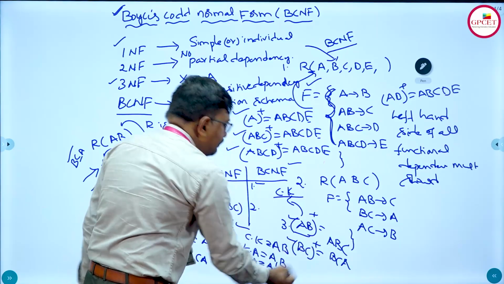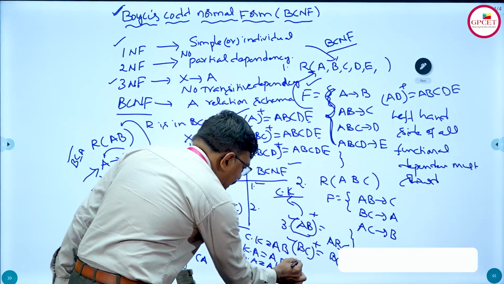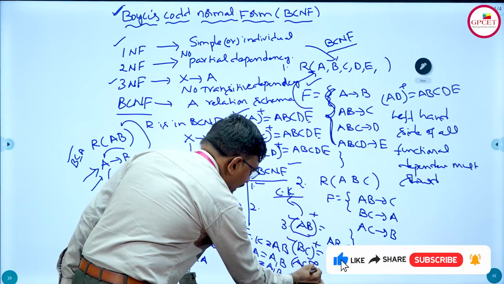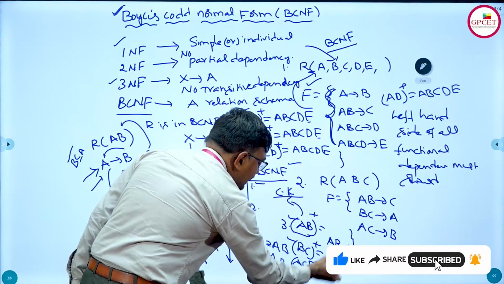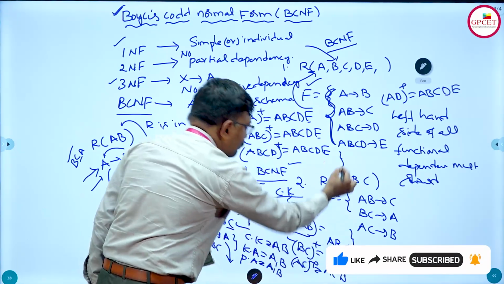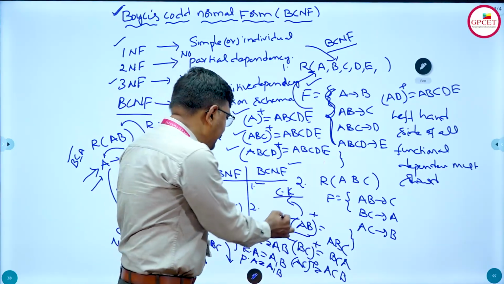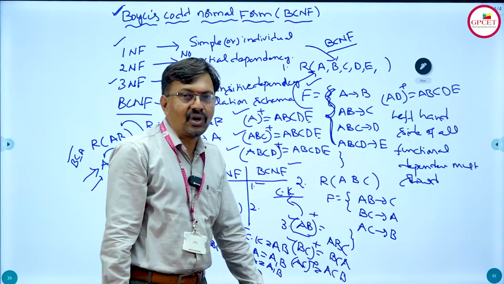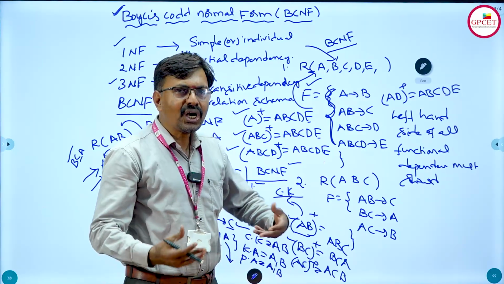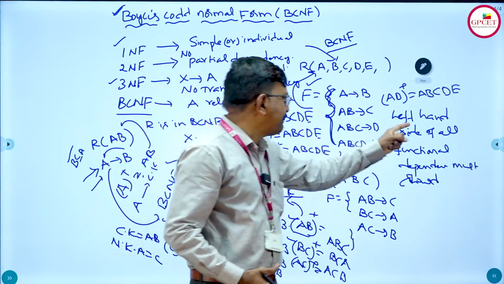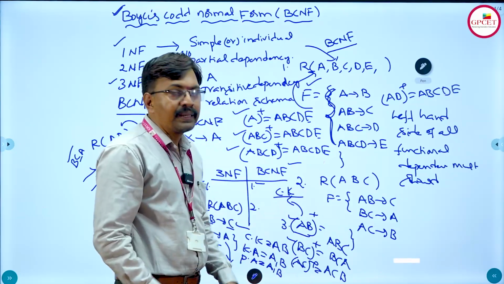AB is a key, BC also a key, and then AC closure. AC closure, AC derives what? B. You can get the original relation by using the closure property. AB, BC, AC are all keys, all left hand sides. That is, the left hand side of all functional dependencies are keys.